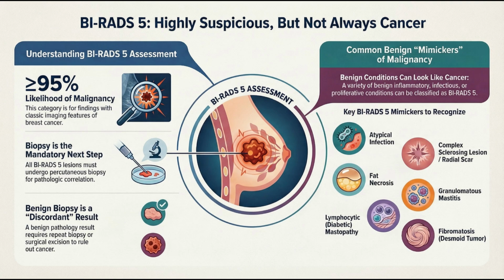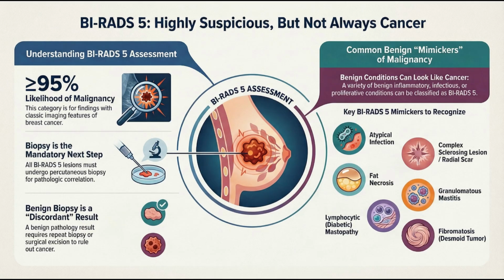It is the highest level of suspicion we can assign based purely on what we see on a mammogram, an ultrasound, or an MRI. Okay, so let's quantify that. When you say highest level of suspicion, what are we talking about in hard numbers? The technical definition is pretty stark. It means the likelihood of malignancy is estimated to be 95% or higher. Wow. So when a radiologist assigns a BI-RADS 5, they're essentially saying, based on everything we know about how cancer looks, this is cancer until a pathologist proves it's not.